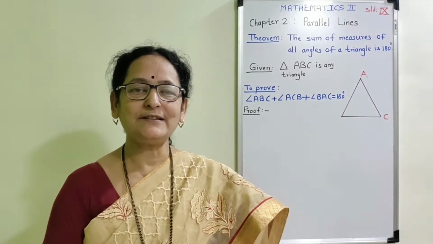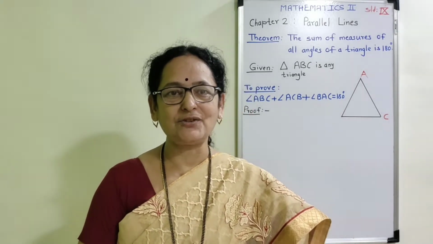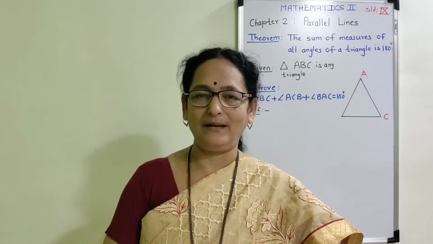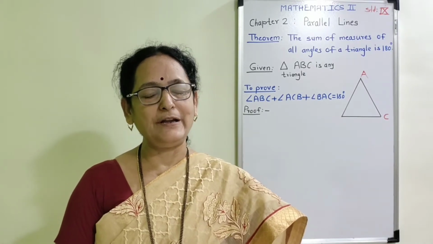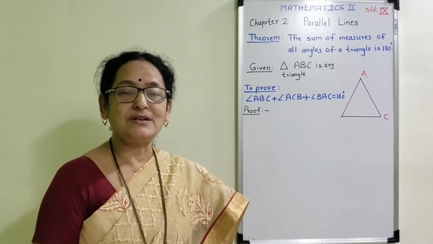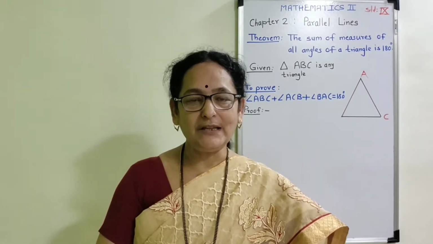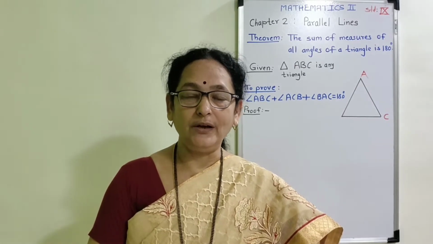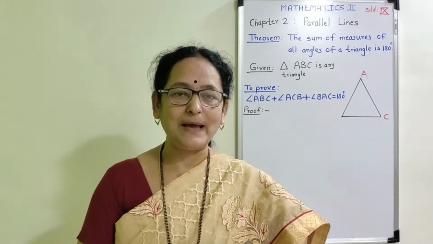Welcome dear students. Today we are going to learn the next topic from our second chapter, Parallel Lines, that is, use of properties of parallel lines. Here we are going to learn an important theorem from our entire textbook of 9th standard, that is, the sum of measures of angles of a triangle is 180 degrees. In 8th standard, you have learned this property. But now, here we are going to prove this property with the use of properties of parallel lines.